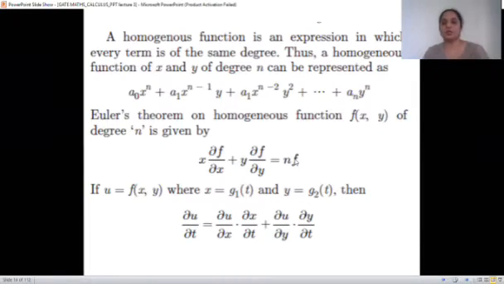What is a homogeneous function? A homogeneous function is an expression in which every term is of the same degree. If every term has the same degree, then we can say this is a homogeneous function. Here degree is n. Here it is n minus 1 and 1, that is n minus 1 plus 1, n again. n minus 2 plus 2, n again. Everywhere degree is n. So that is a homogeneous function. Next is Euler's theorem, a very important theorem.